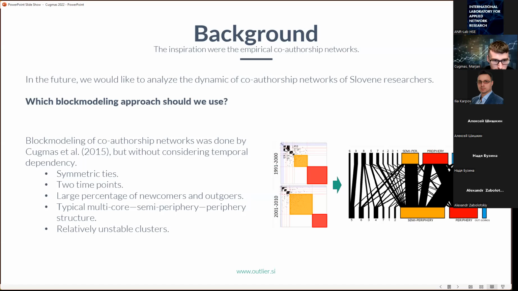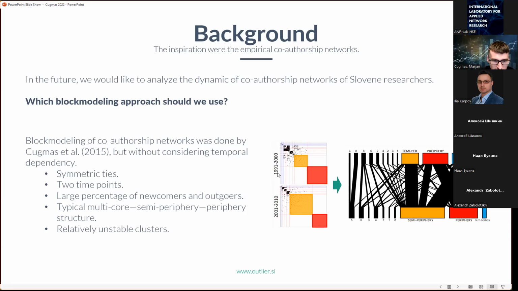And you can see that we obtain these very dense complete blocks on the diagonal. These are called cores. So these researchers collaborate with each other quite systematically. And then we have this part of the network called semi-periphery. The researchers in this part do collaborate with others, but not in such a systematic way. And then we have this periphery. The researchers here publish something in this time point, but alone or with researchers from abroad.